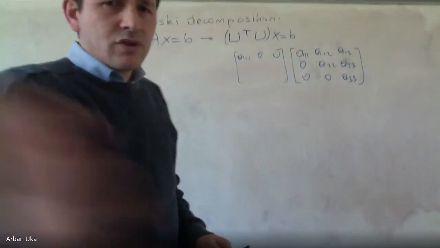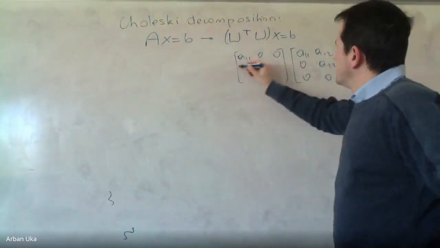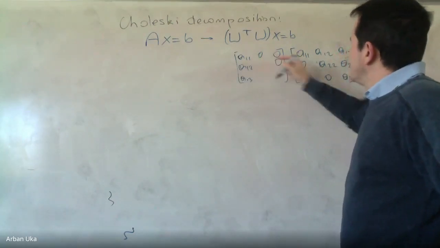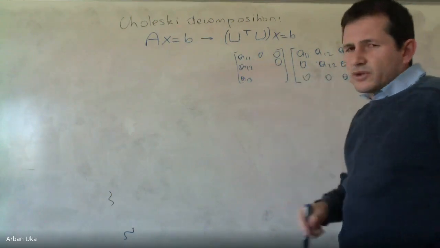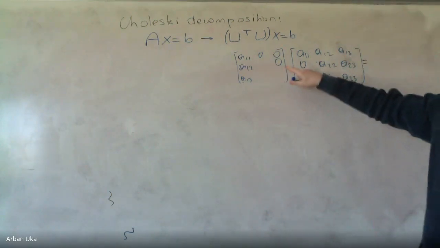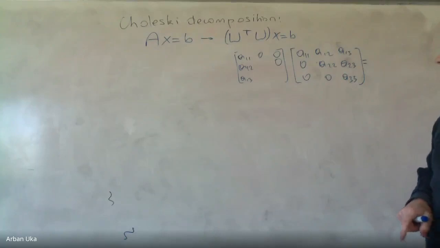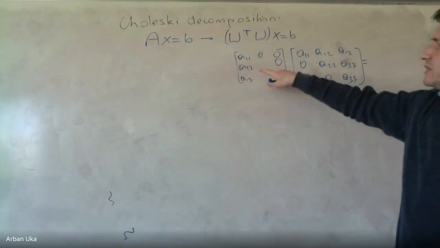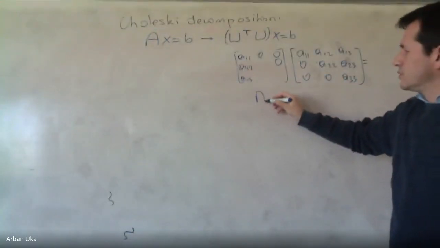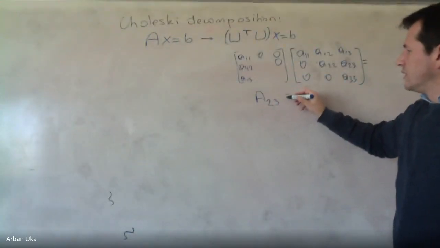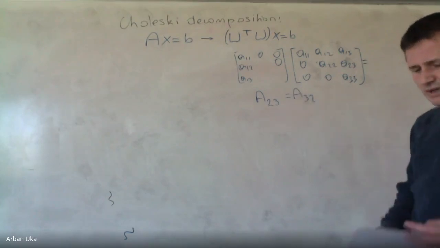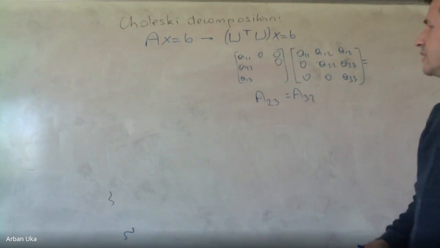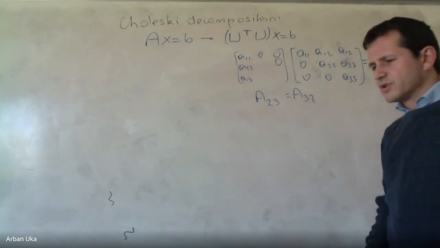Here, this A12 will come here, A12, A13, and as you can see from here, for several reasons, the matrix A has to be a symmetric matrix, because the same multiplication will be used to get A23 or A32. So any matrix which is symmetric is a candidate for which we can use Cholesky decomposition to solve it.